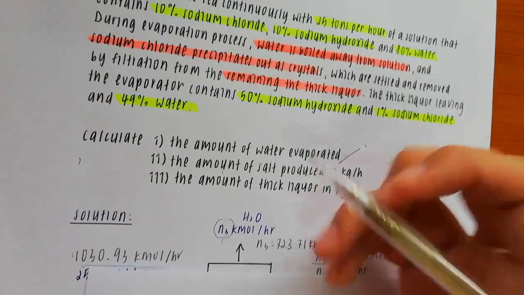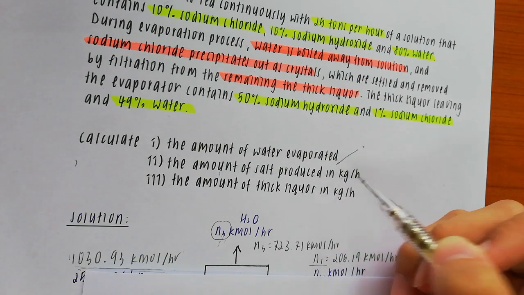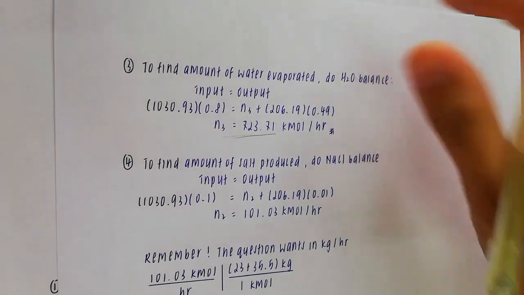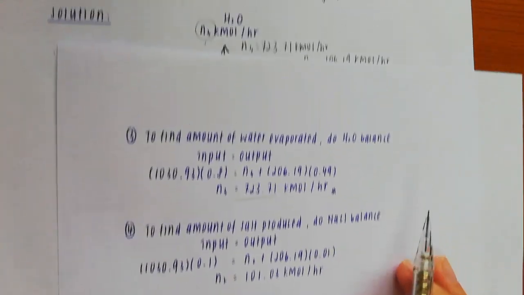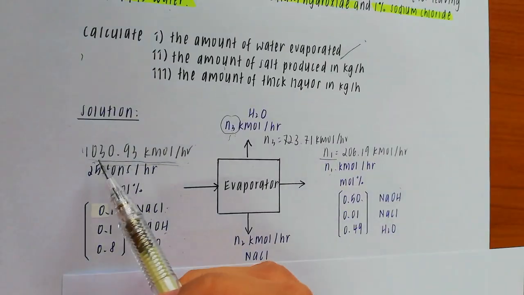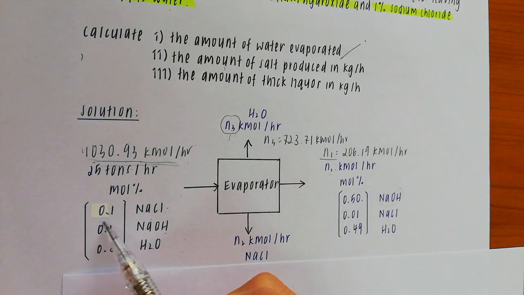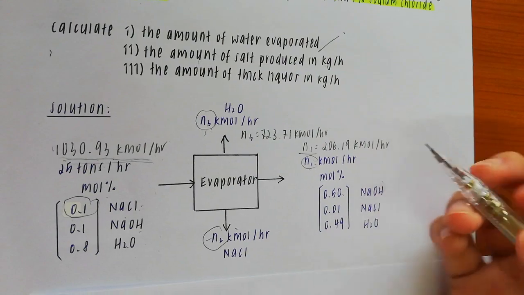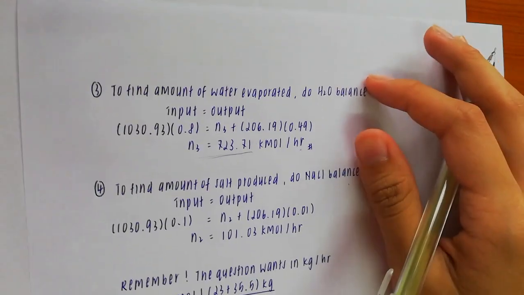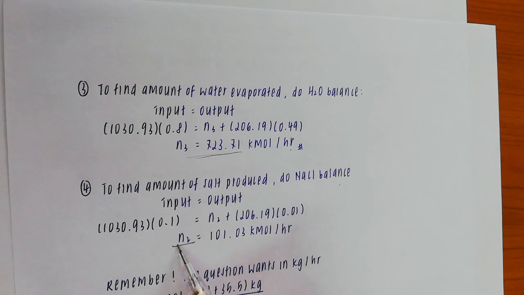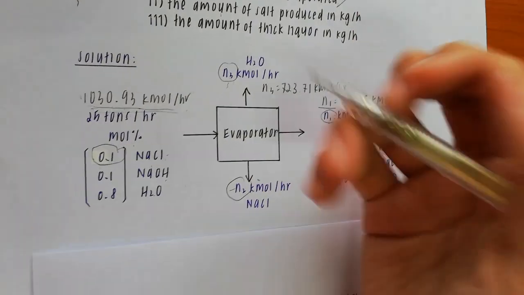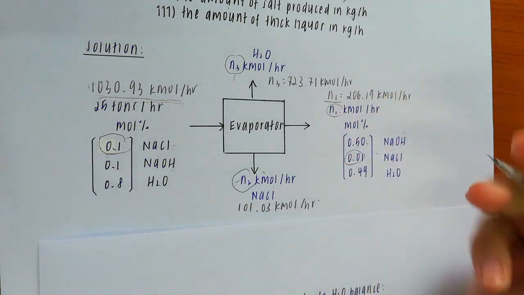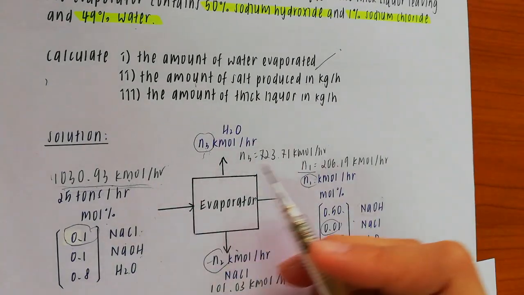The second one is the amount of salt produced in kilogram per hour. What we can do is the NaCl balance. So the input is here, 1030.93 times 0.1, equals N2 plus N1 times 0.01. And then we get our N2. N2 is equal to 101.03. So now we have gotten all the unknowns here.